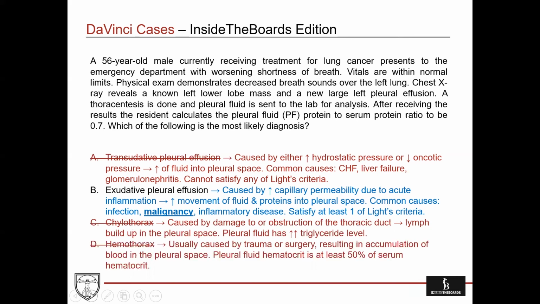The last option choice is option choice D, which is hemothorax, and this is usually caused by trauma or surgery, resulting in accumulation of blood within the pleural space. And here, the pleural fluid analysis will show a hematocrit that is at least 50% of the serum hematocrit. So, given everything that we've learned and covered, the best answer choice in this question stem would be option choice B, exudative pleural effusion, because this patient has cancer and is coming in with a new onset pleural effusion. LIGHT's criteria has been satisfied with the pleural protein to serum protein ratio. Option choice B is the best choice.